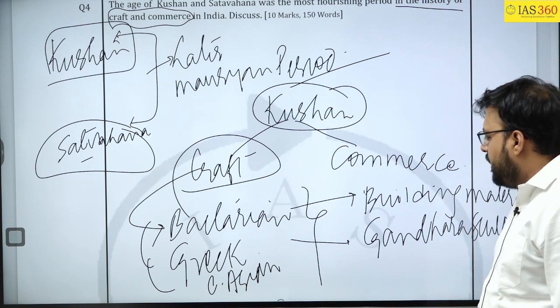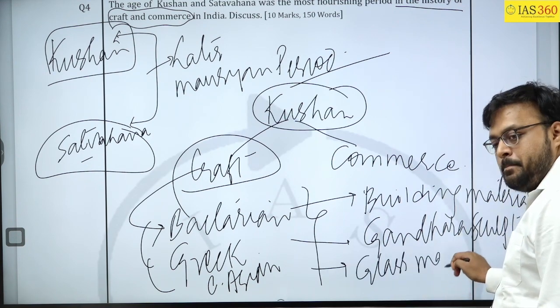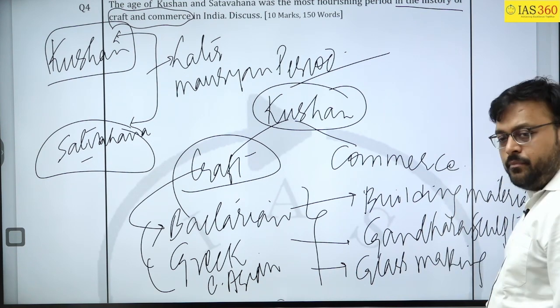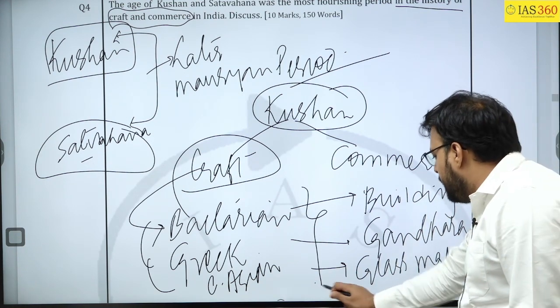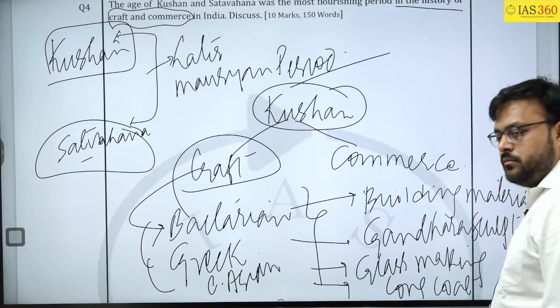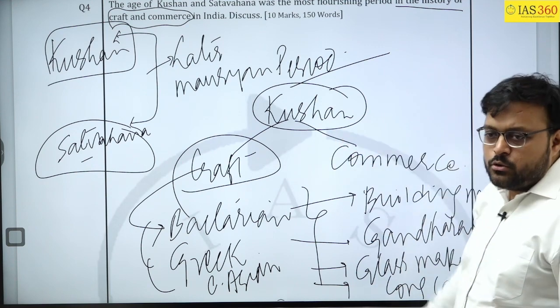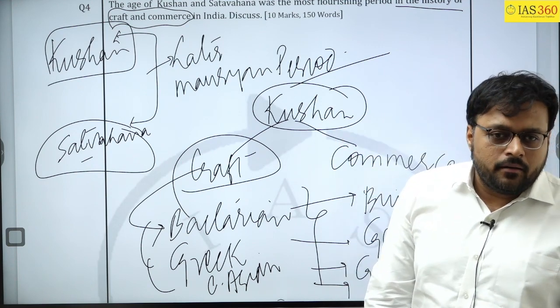Okay. Then also you can talk about the craft of glass making. Then you can talk about the craft of the long coat, the overcoat, जिसको कहते हैं आज. So these are the crafts where the Kusans were expert.